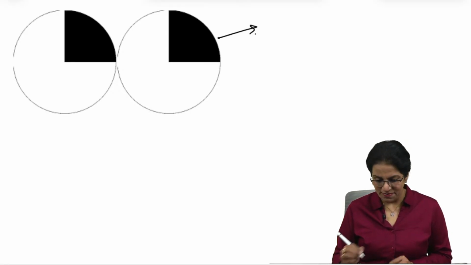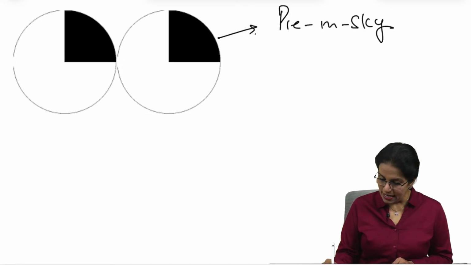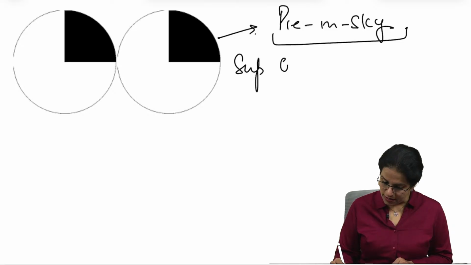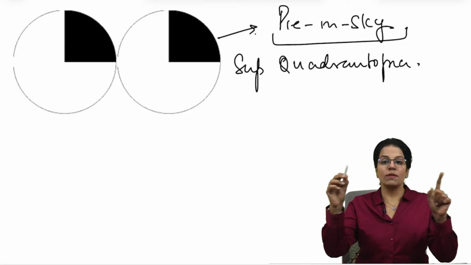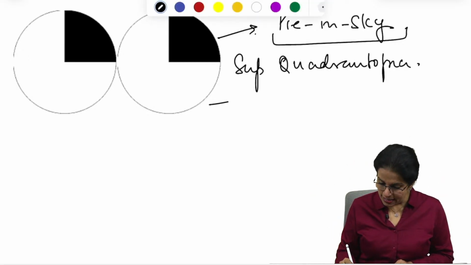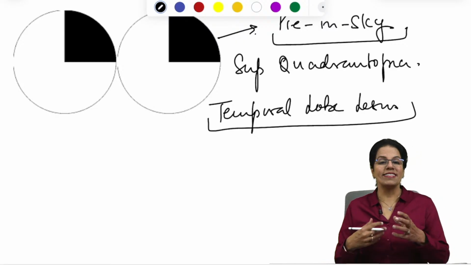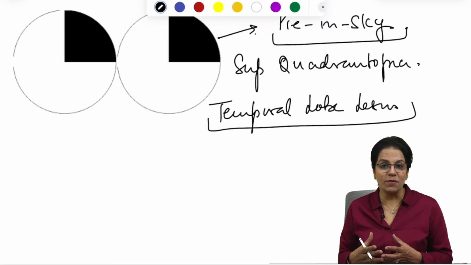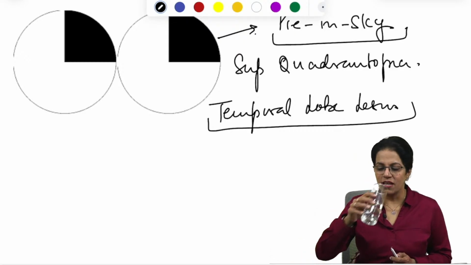What will you answer? What field defect can you see here? This is your pie in the sky. And what is pie in the sky? Superior quadrantanopia. Did we learn this? Yes. When you go back to your visual pathway lesions, some fibers are going to the parietal lobe, some to the temporal lobe. So, what did you learn? It is a feature of temporal lobe lesion, because Meyer's loop consists of mainly inferior fibers. So, when there is an inferior fiber lesion, there has to be a superior field defect, right? Okay.